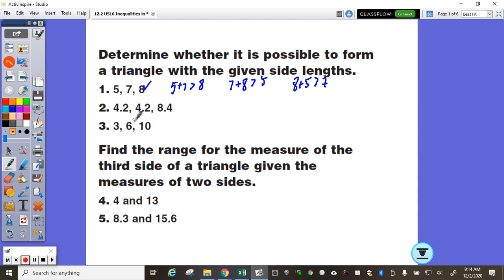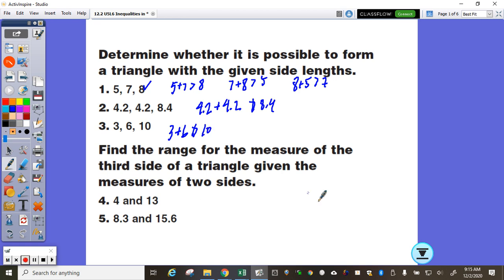Number 2, does this form a triangle? No. Because if I take 4.2 and add it to 4.2, that is not greater than 8.4. Equal to, but not greater. Number 3, is it a triangle? No, because 3 plus 6 is not greater than 10.